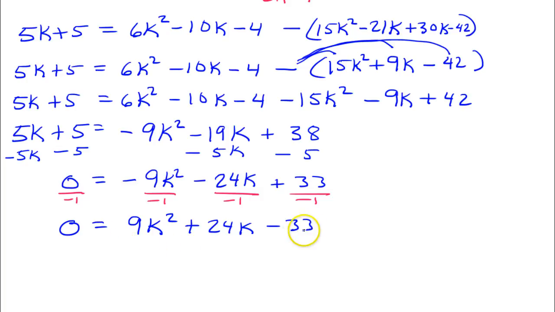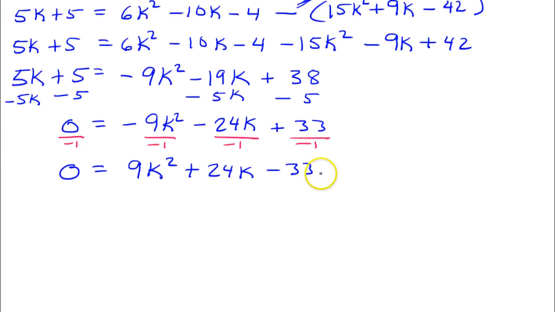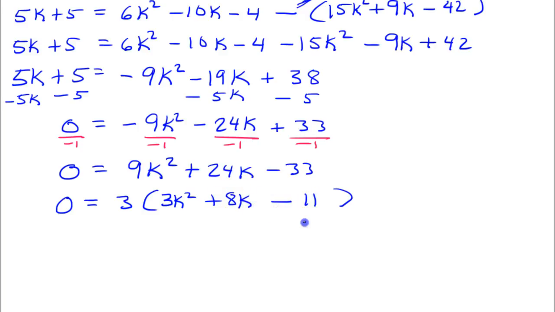Is anybody else noticing there's a GCF here? Yeah. All of these are divisible by 3. So before I try to factor this as a binomial times a binomial, I'm going to bring out that GCF of 3. So that'll leave 3k squared plus 8k minus 11. Okay, now I'll factor it the rest of the way.